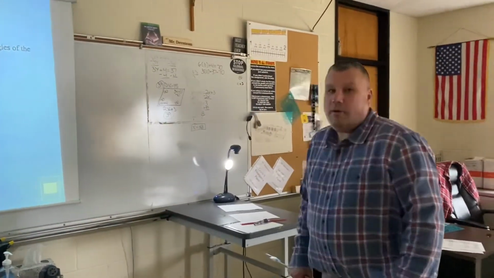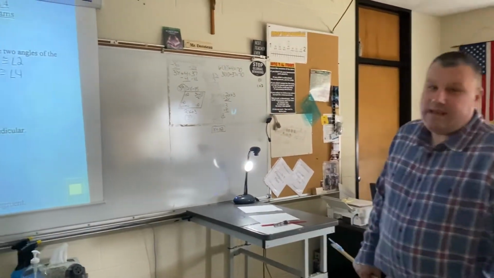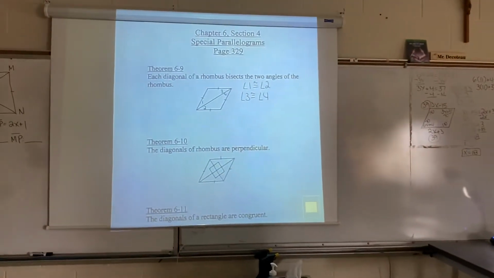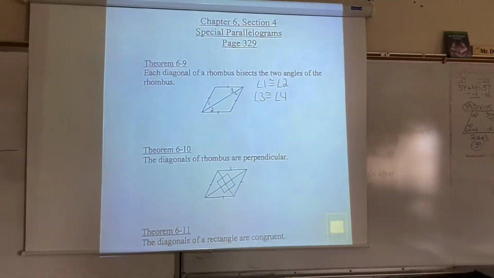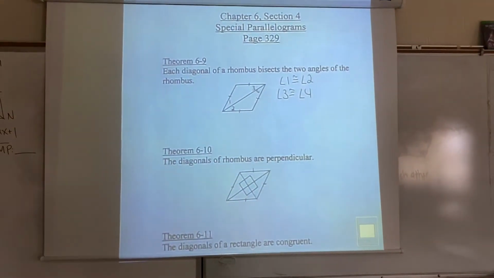Continuing on in our geometry lessons, we are now in Chapter 6, Section 4, which is Special Parallelograms, on page 329 in the textbook. This section we're going to talk about a rhombus.